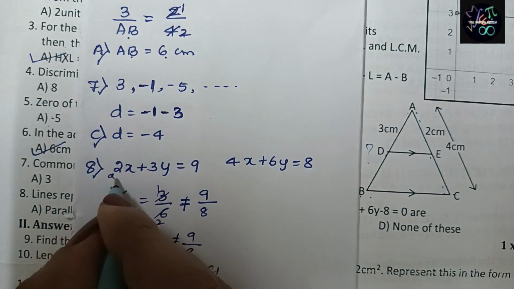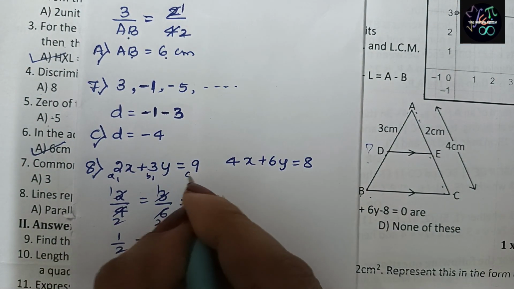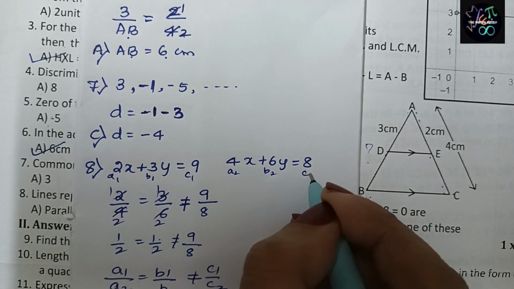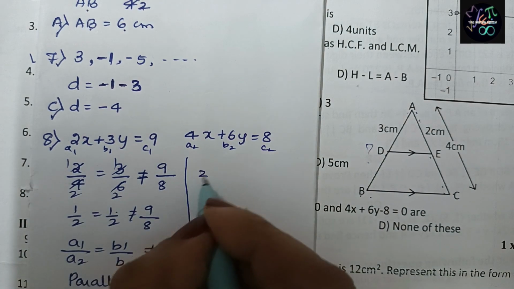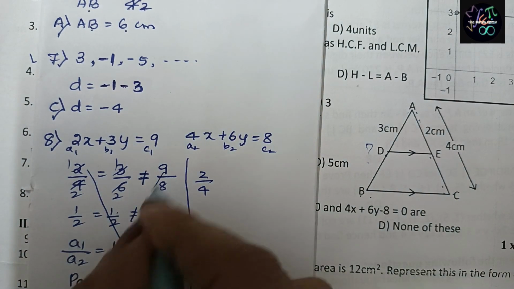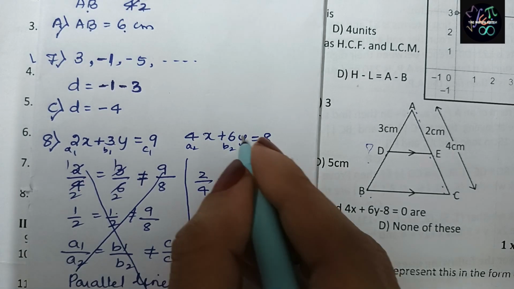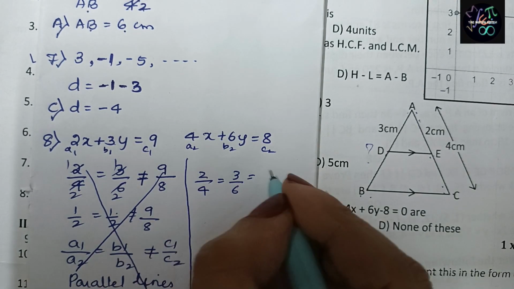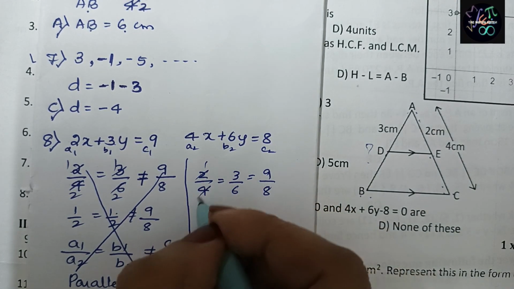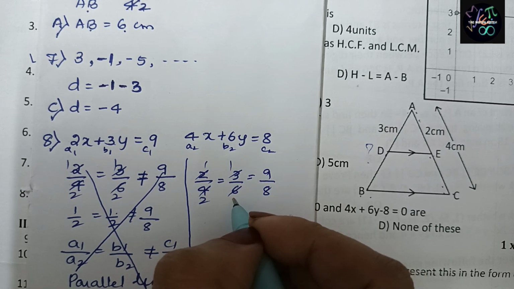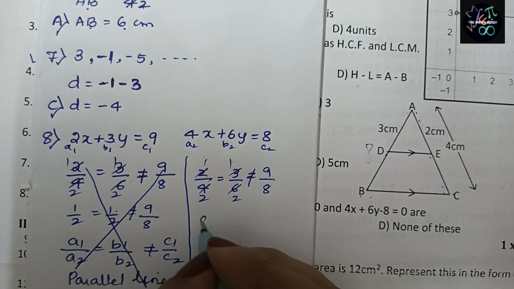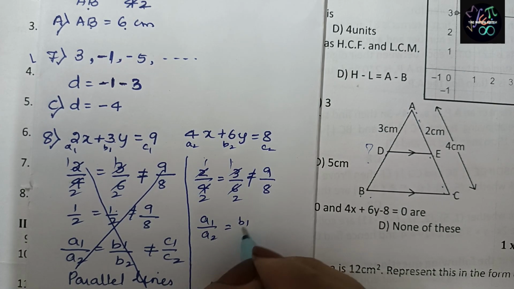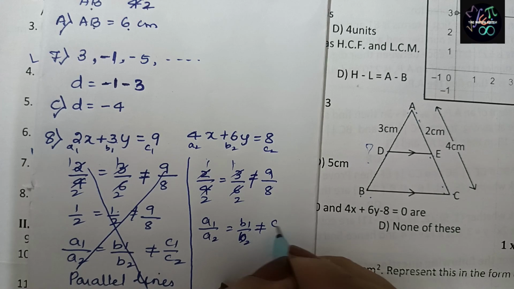I have already solved. 2x is our a1 value, b1 value and c1 value, a2, b2 and c2. So we will write here, 2 by 4 is equal to 3 by 6 is equal to 9 by 8. Now we can see 2 ones are 2, 2 twos are 4, 3 ones are 3, 3 twos are 6. Here 9 by 8 is not equal. That means the first two are equal. That means a1 upon a2 is equal to b1 upon b2 is not equal to c1 upon c2.